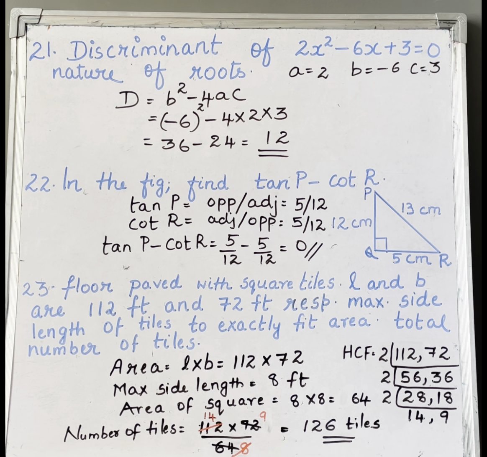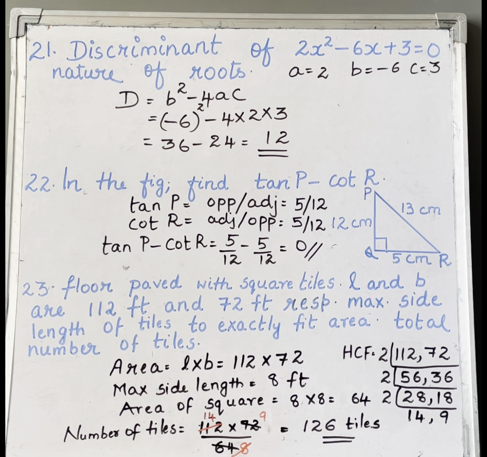So here we have a rectangular floor of length and breadth 112 and 72. We have to pave it with square tiles. To find the maximum length of tile, we have to find the highest common factor of 112 and 72, which is the HCF by prime factorization method. Here you can see that the HCF is 2 into 2 into 2, which is 8.